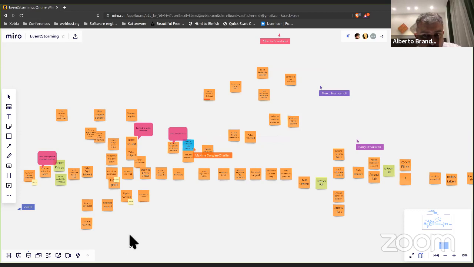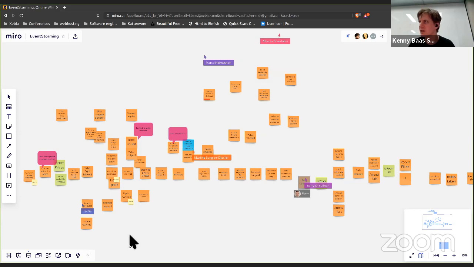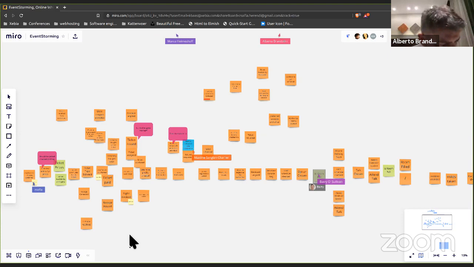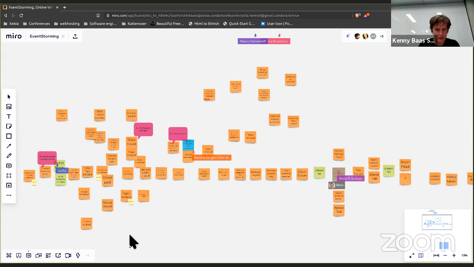So what you're saying, Alberto, is that if you have an experienced team that has done it a couple of times, that knows the color coding, you will probably go straight into the color coding after the storming of the events? Oh, I would say we might even not do the storming of the events. It's a way of starting, but not the only one. We might start from the beginning and try to follow the color coding until we get to the end. And when do you decide that? Well, it depends on the session.